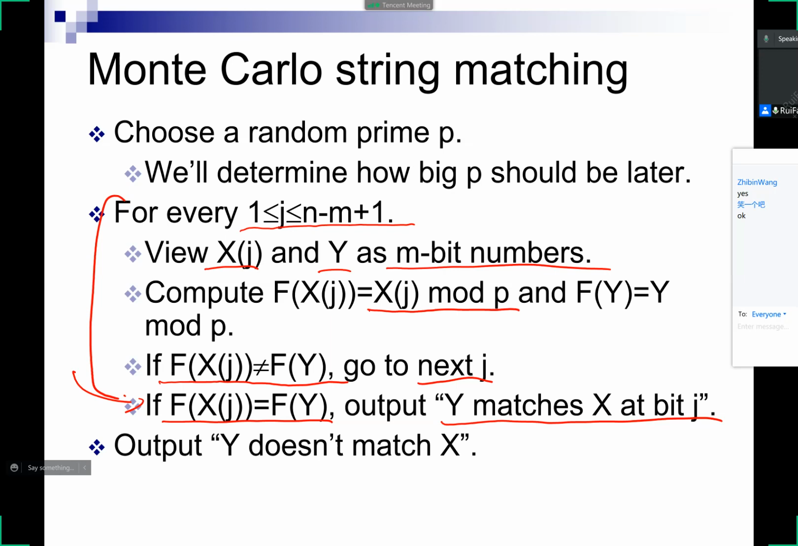So you do this loop for all possible positions. If after all these positions you never find a match, then you say that y does not match x. So that's the entire algorithm. Basically we try every possible position and we just compare the fingerprints at those positions.